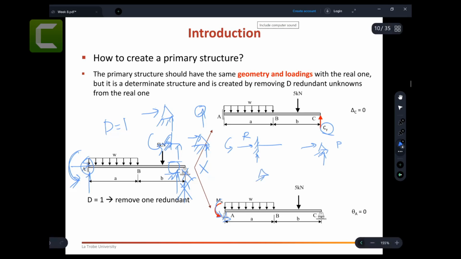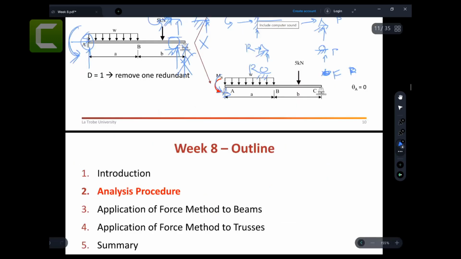If you have a pin support in the real structure, then you make it a roller, and that is primary. And if you have a roller in the real structure, you can just make it nothing, free. Let it be free in the primary structure. So I hope you understand how you make the primary structures. How many unknown reaction forces you remove depends on how many degrees of indeterminacy you have.